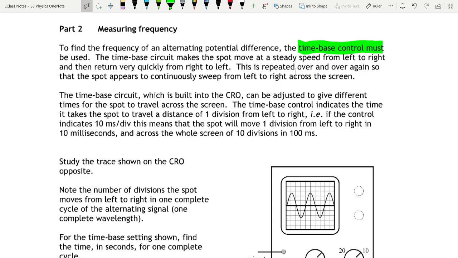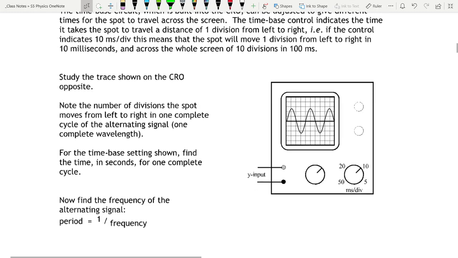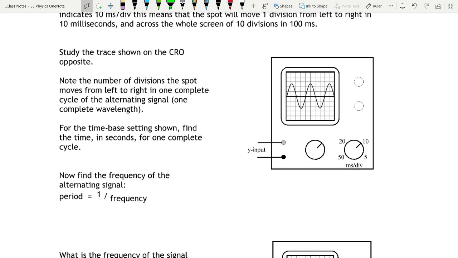Right, so let's do some examples here. Study the trace shown on the CRO, cathode ray oscilloscope, opposite. Note the number of divisions the spot moves from left to right in one complete cycle of the alternating signal. That's one wavelength. And for the time-base setting shown, find the time in seconds for one complete cycle, because we know that that is a time period. So the time for one wave to pass is the time period, thinking back to National 5. Then from the time period, capital T, you find the frequency using T equals 1 over the frequency.